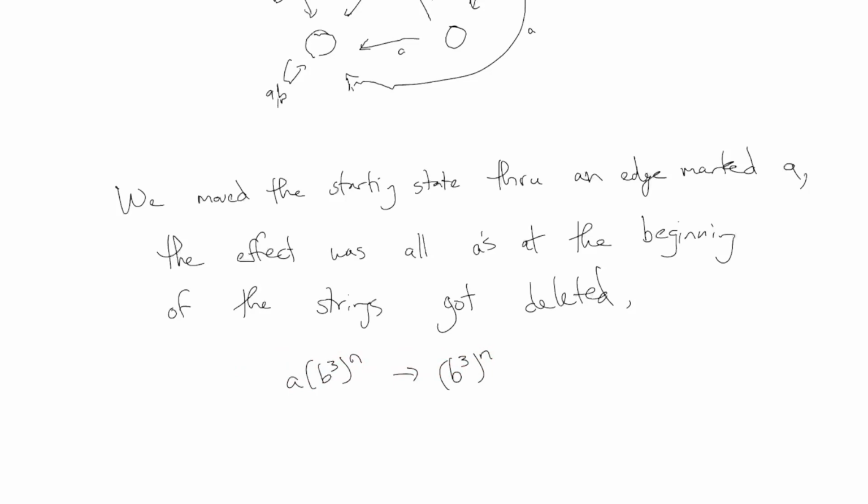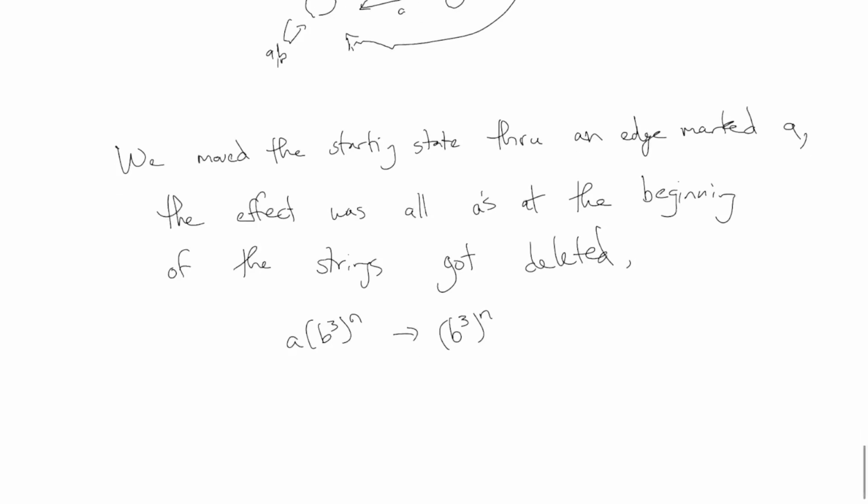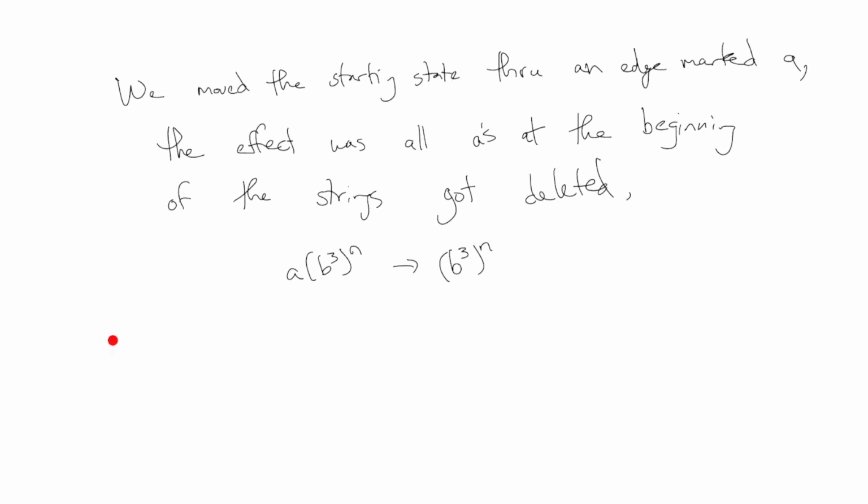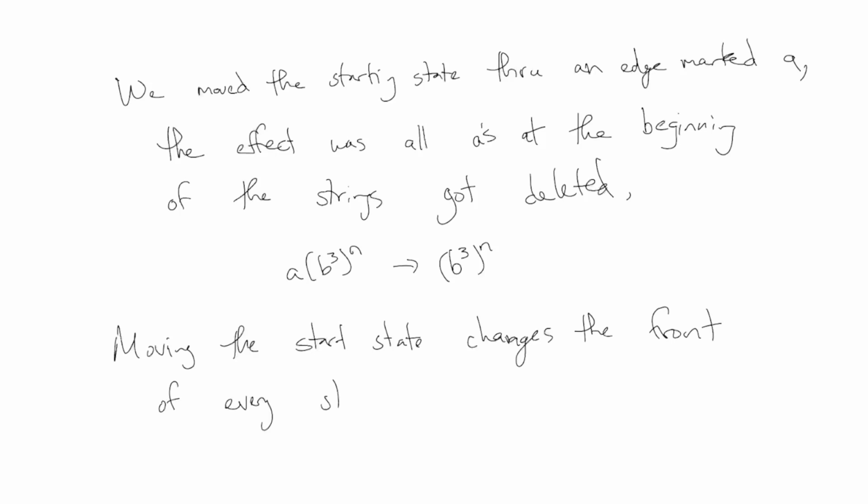So one thing that I would say, being a little less specific than that, and I think everybody can agree at this point: moving the start state changes the front of every string in the language. In this case, we moved the start state to delete the first letter of every string in the language. But it changes the front just because when you move the starting state, you're modifying what happens at the beginning. So it changes the front of these strings. It doesn't change the back end of them, the rightmost side. It changes the leftmost side of each of the strings in your language.